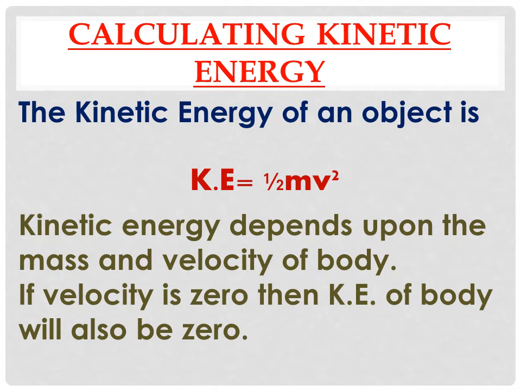Okay, now let's see how to calculate kinetic energy of a moving object. The kinetic energy of an object, KE, is equal to half mv square. Kinetic energy depends upon the mass and the velocity of a body. If velocity is 0, then kinetic energy of the body will also be 0. Okay, so if we have the values for mass and velocity of an object, we can substitute the values in this expression to find out kinetic energy, and the unit is joules.